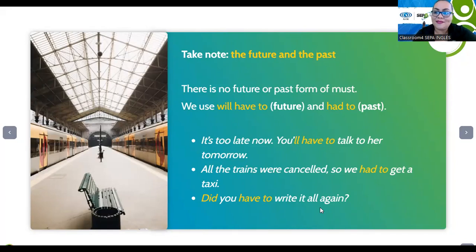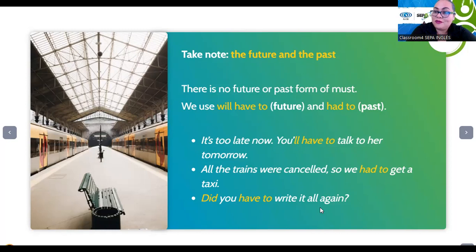Okay, let's analyze this. Take note, the future and the past. As I told you before, these times are expressed in present. But what about the future and the past? There is no future or past form of must. We use will have to, tendré que, and had to, tuve que. It's too late now. You'll have to talk to her tomorrow. Es demasiado tarde ahora. Tendrás que llamarla mañana.